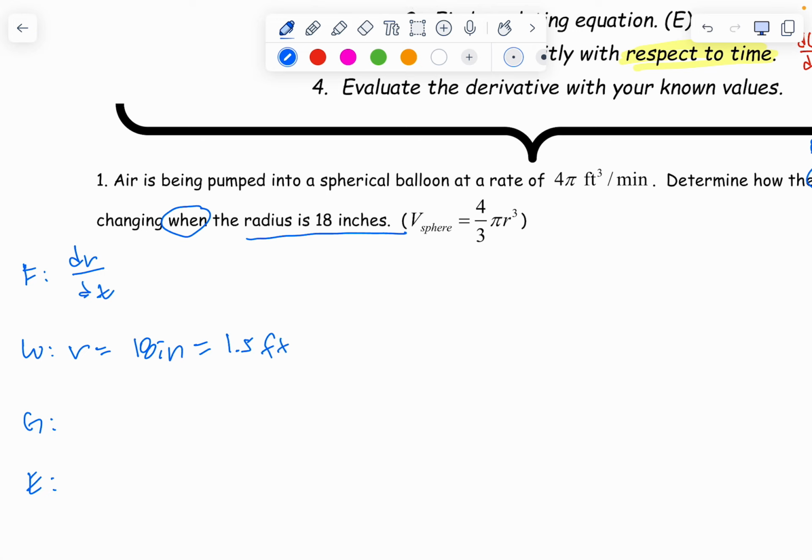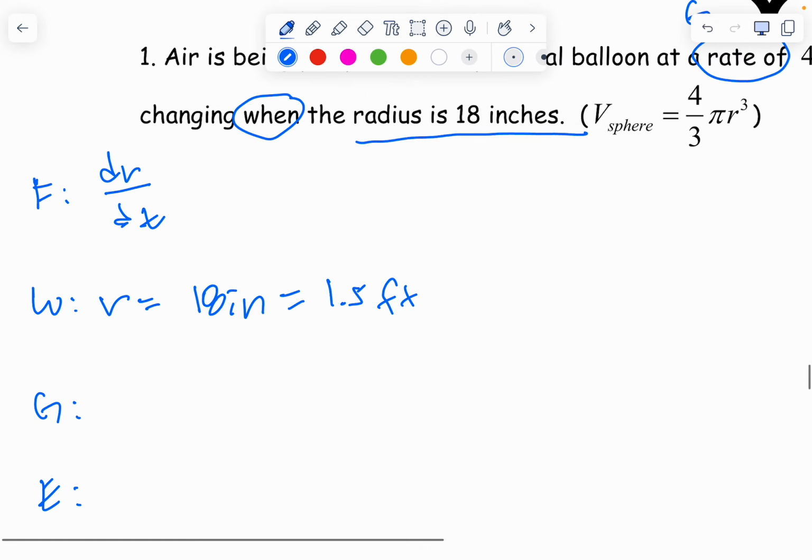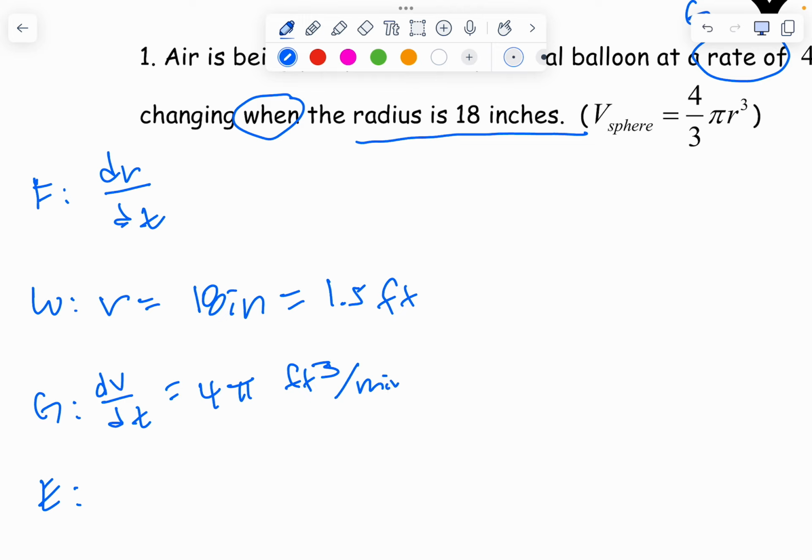And then they gave us a given rate. Did they give us a given rate right here? The rate of 4 pi feet cubed per minute. And that was our sphere. Now, when I give you a sphere, isn't that the volume on the inside? Okay? So that's going to be dv over dt. It was 4 pi feet cubed over a minute. And let's talk about the cube real quick. Because I'm giving you the volume, does it make sense that I have cube? If I give you the area, what am I going to say? Squared, okay? They're not random dimensions, okay?